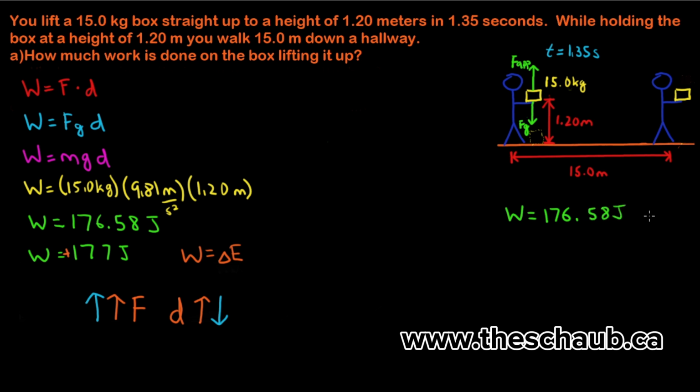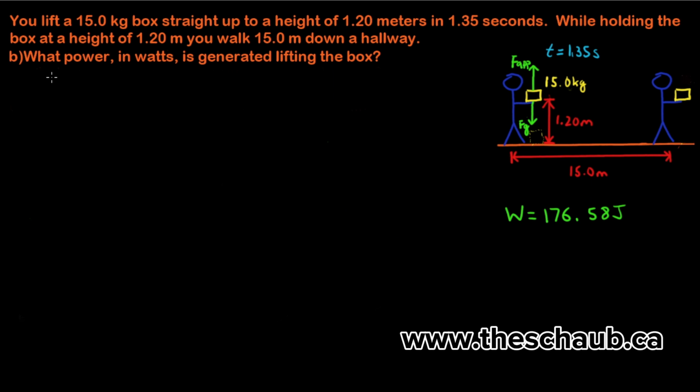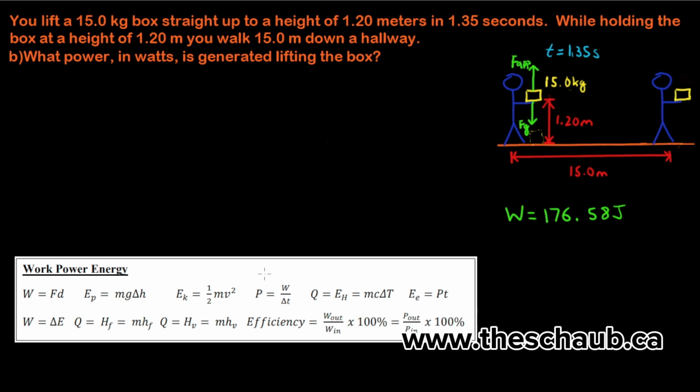And now we're ready to solve part B. In part B, we're asked what power in watts is generated lifting the box. Looking at our formula sheet, power is equal to the amount of work per unit time. Now, because work is also equal to change in energy, power is actually a measure of the rate of transfer of energy. So power is equal to the amount of work divided by time.